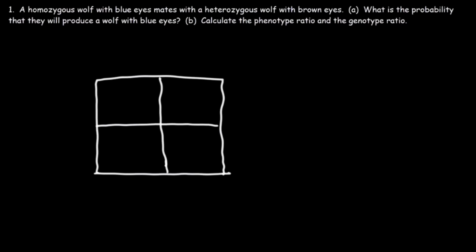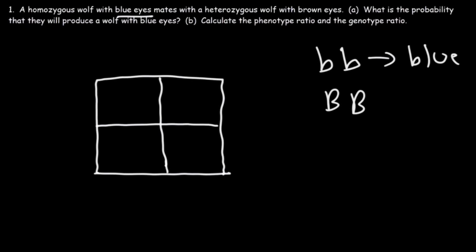Homozygous means that it has both the same genes, either lowercase b or capital B, but they have to be the same. Now, we're dealing with blue eyes and brown eyes. Typically, blue eyes is the recessive trait, and brown eyes is the dominant trait. So here we have a homozygous wolf with blue eyes. Therefore, that wolf has the genotype lowercase b, lowercase b, which I'm going to put here.